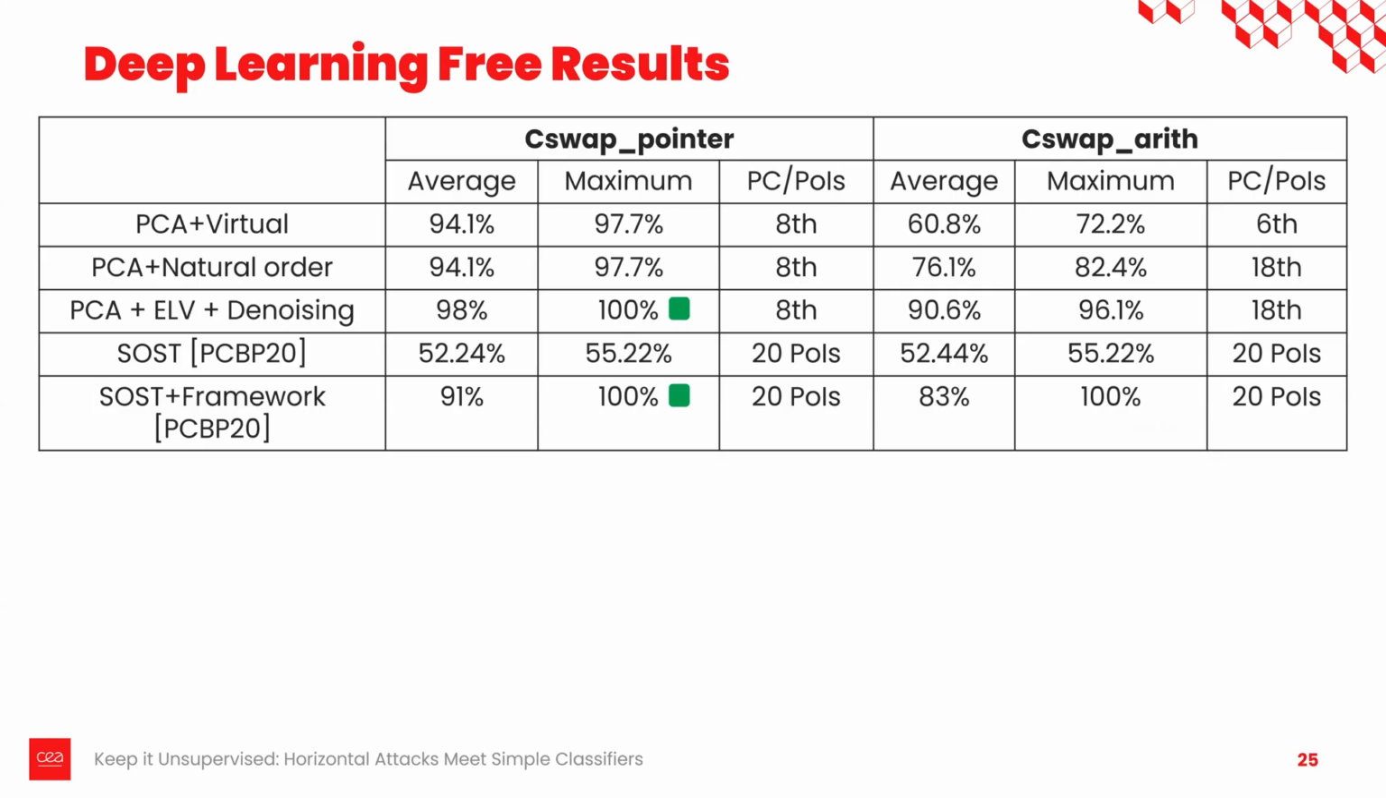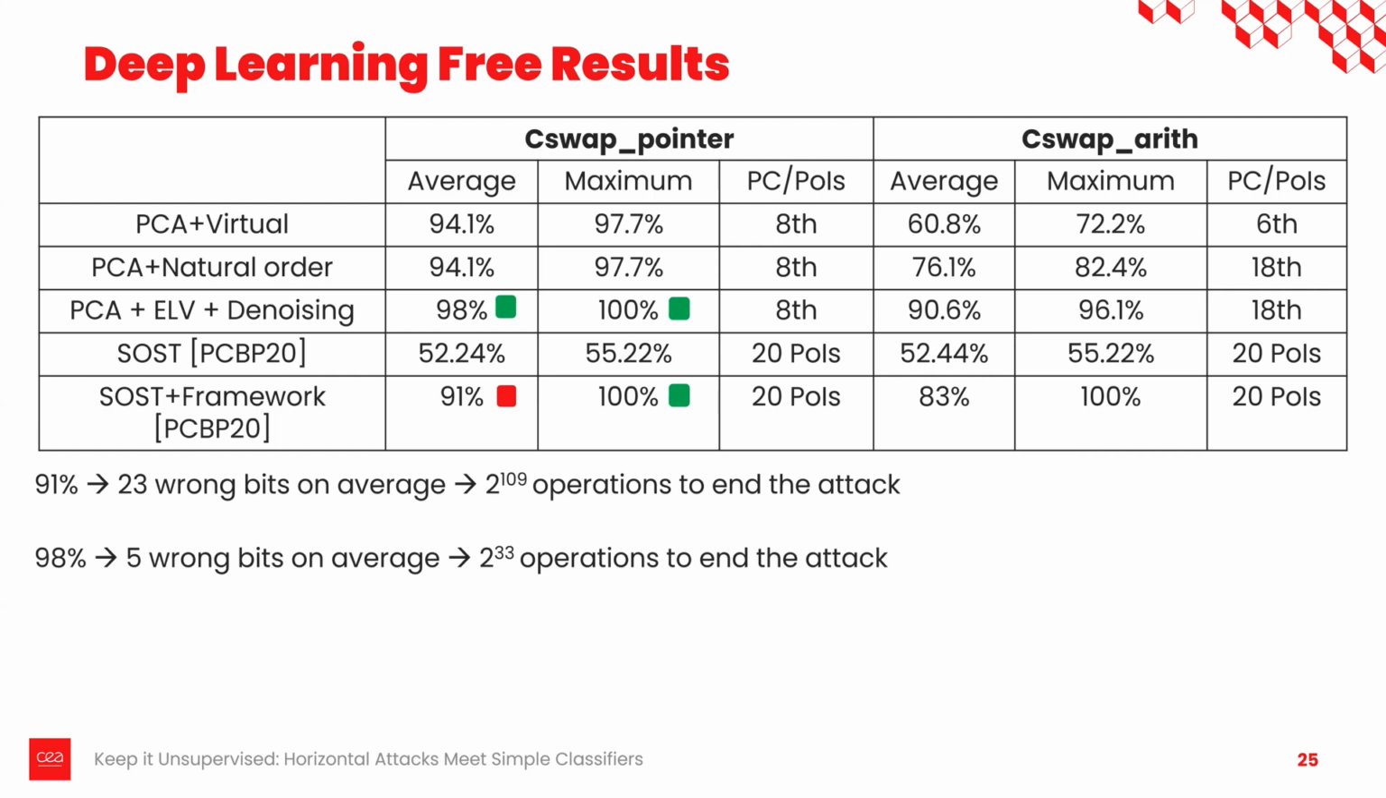If we look at the results and compare them with those obtained in the 2021 paper, we first observed that the average attack on the pointer dataset was not successful with the CNN-based iterative framework. Indeed, 91% of accuracy corresponds to 23 wrong bits out of 2056 on average, which requires 2 to the power of 109 operations to brute force and complete the attack. Such a remaining effort is considered unaffordable. On the contrary, our best results allow us to conduct a successful attack, as we achieve 98% of accuracy, which corresponds to 2 to the power of 33 operations to complete the attack.